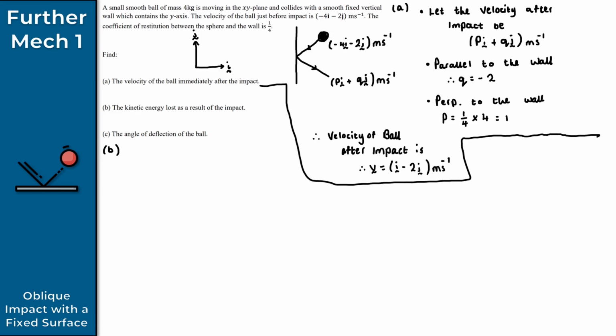So for part B then, what we need here is the speed of the ball before the impact and also the speed of the ball after the impact, right? Because for the kinetic energy of the ball before and after the impact, that would be a half mv squared. So let's just start then by finding the speed of the ball before the impact, and then we can find the kinetic energy of the ball before the impact as well. Let's make a note here. So speed of ball before impact.